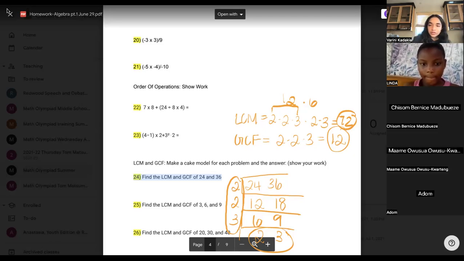So the answer for this is 72. So the answer for 24 should be: your LCM is 72 and your GCF is 12.